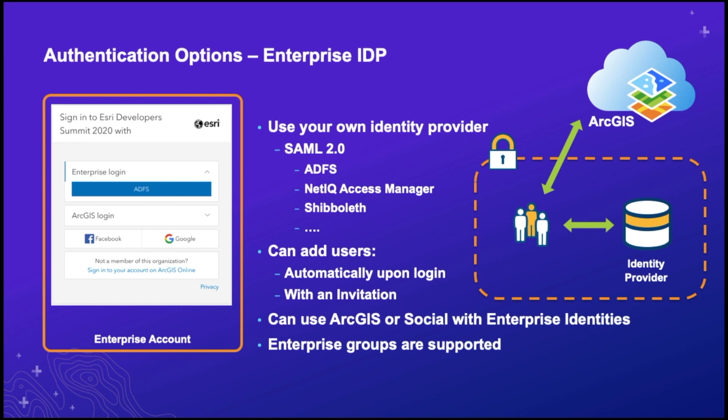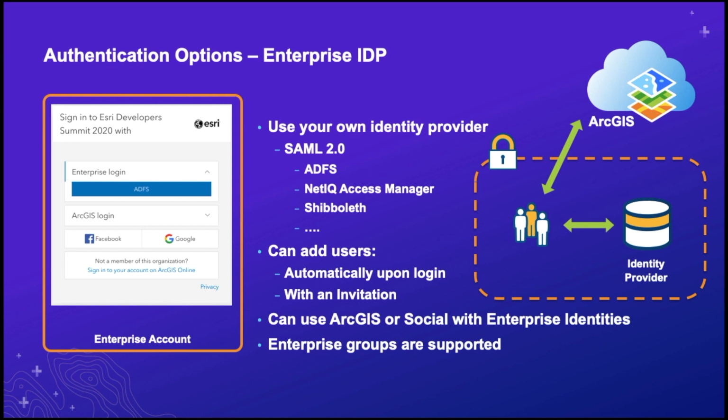Once your users are authenticated by your identity provider, you can have them automatically be logged in, or you can only allow the ones that were invited to your organization to log in. You can mix and match your identities, so you can have ArcGIS accounts log in along with enterprise identities. So for instance, you could have your employees log in with your identity provider, whereas contractors could be using ArcGIS accounts or even social identities.